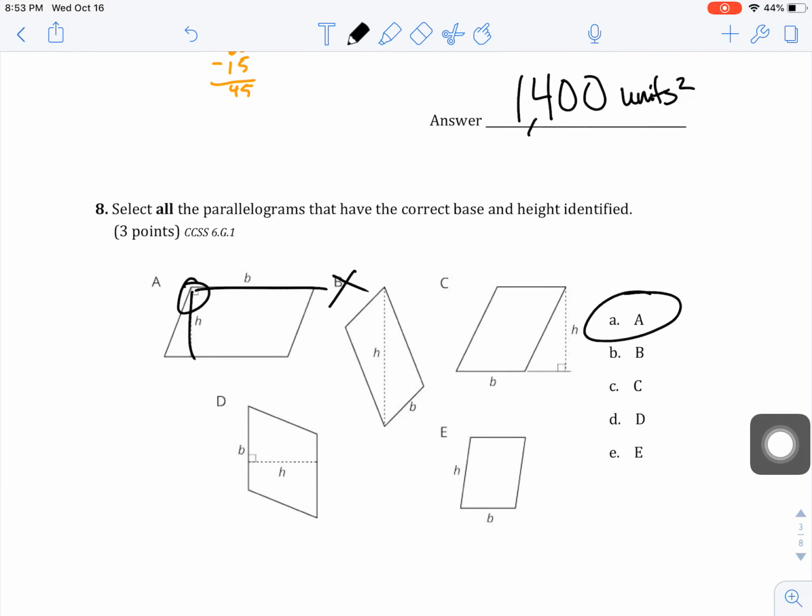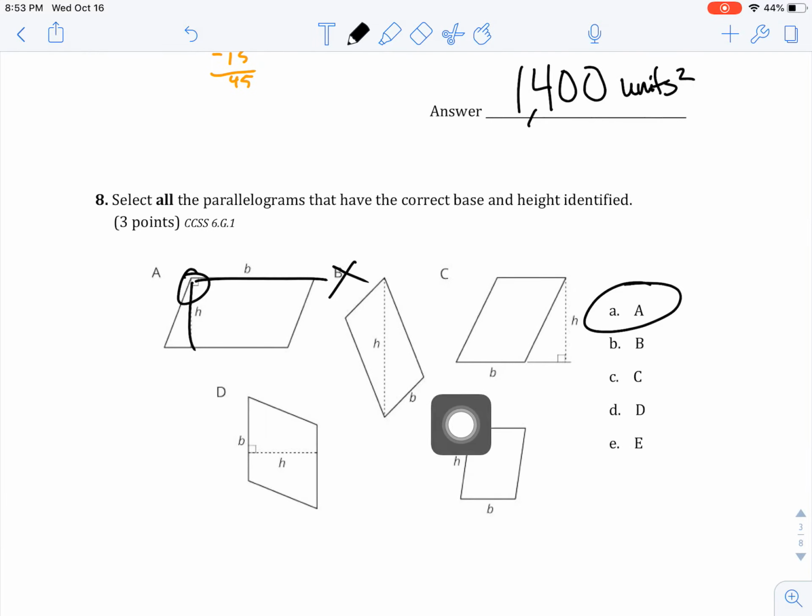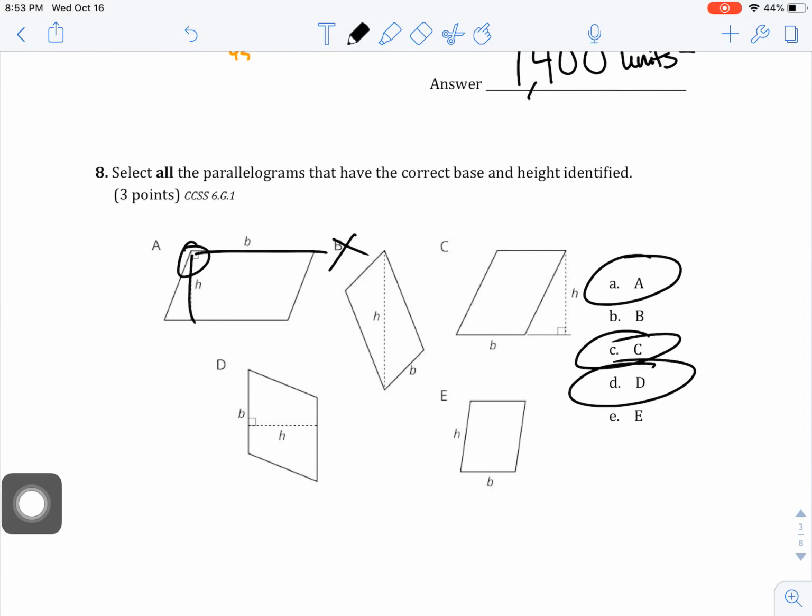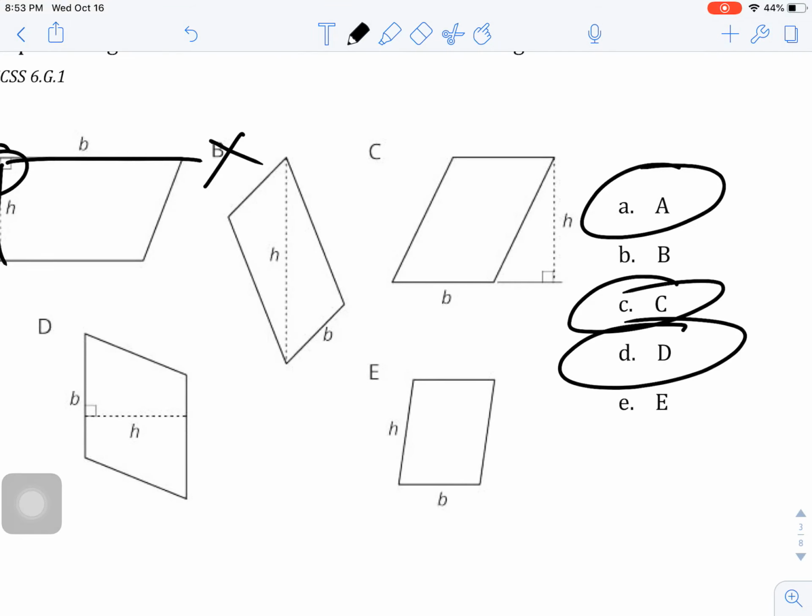Okay, another thing you might be able to do is turn your paper sideways to C. Okay, C, there's our base, so there's the height at a 90-degree angle, definitely works. D, you might turn your page sideways because here's our base, and our height is at a 90, so it also works. And E, you have to kind of look closely. It's slanted right here, so to go straight up would be like that, so it does not work.